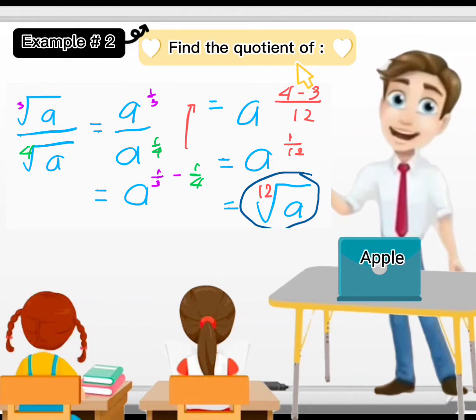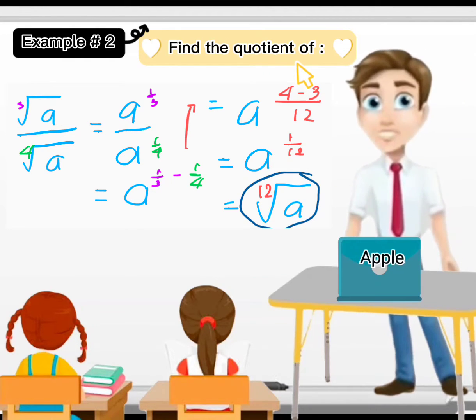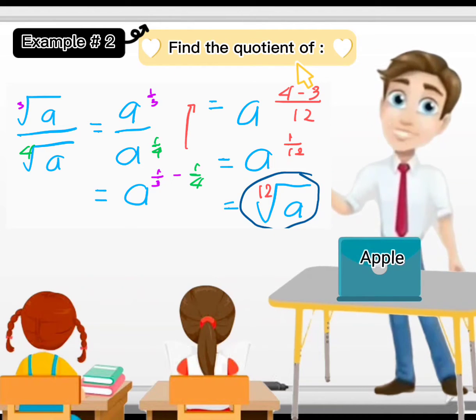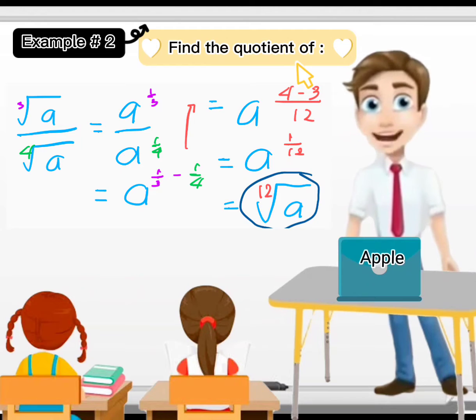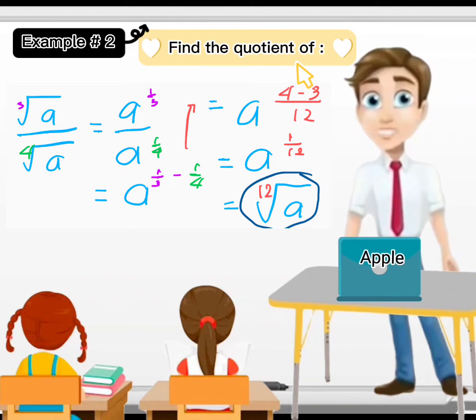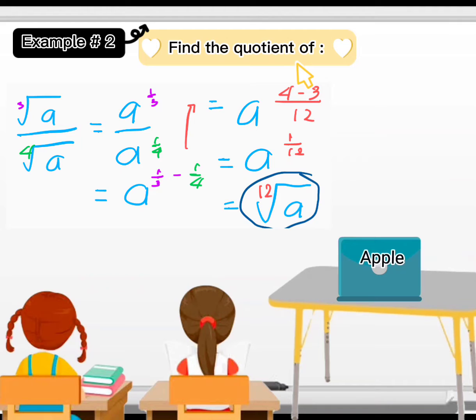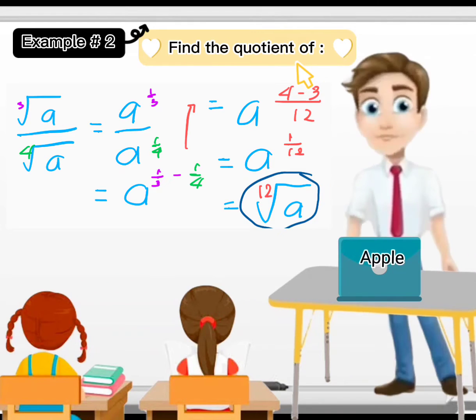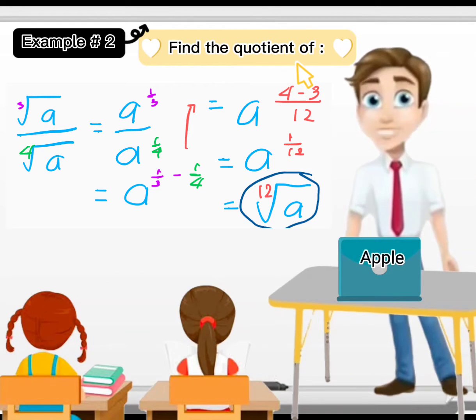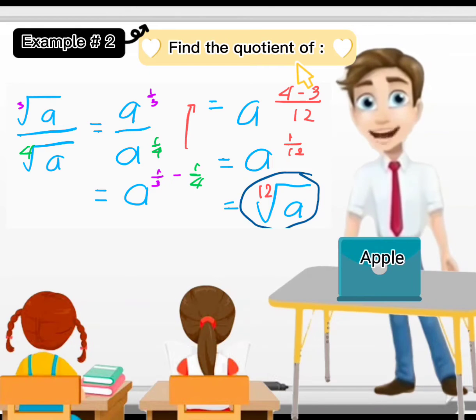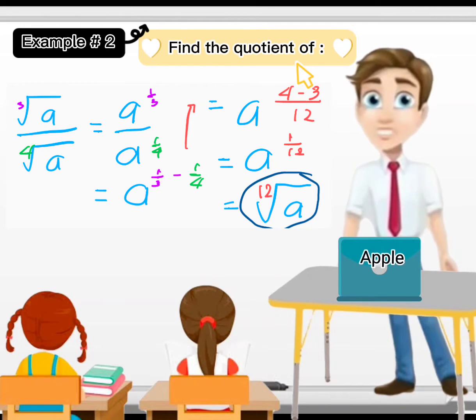So therefore, that is equivalent to a raised to 1/3 minus 1/4. And of course, in subtracting fractions that do not have the same denominator, we're going to get first their least common denominator. And the least common denominator of 3 and 4 is 12. And then after that, you're going to follow the rule in subtracting fractions.